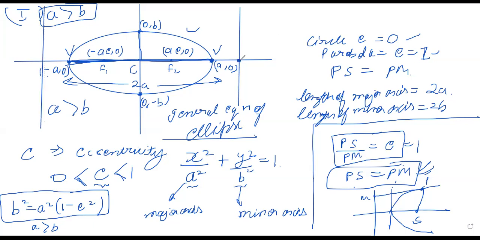So this point will be a by e comma 0. Note these coordinates carefully, these will be asked in the question. And minus a by e comma 0 for the negative direction of x-axis. So what will be the equation of directrix? x equals a by e. And in this case, x equals minus a by e will be the equation of the other directrix. Note that.